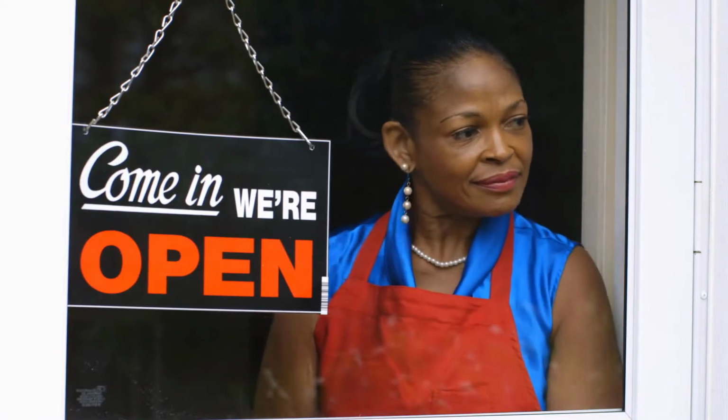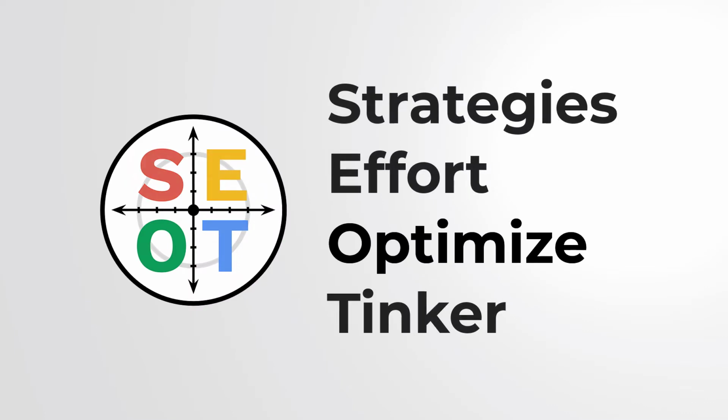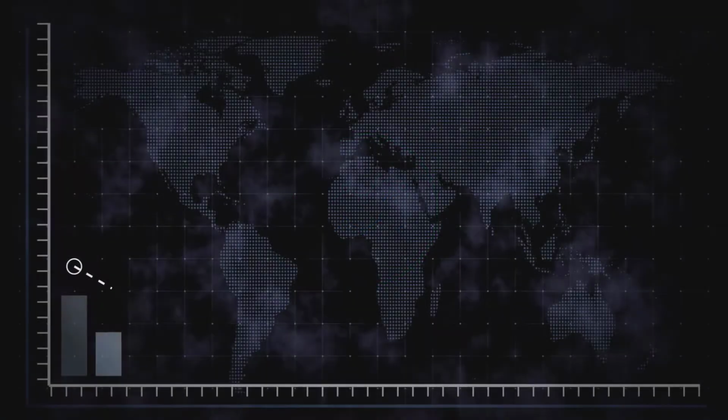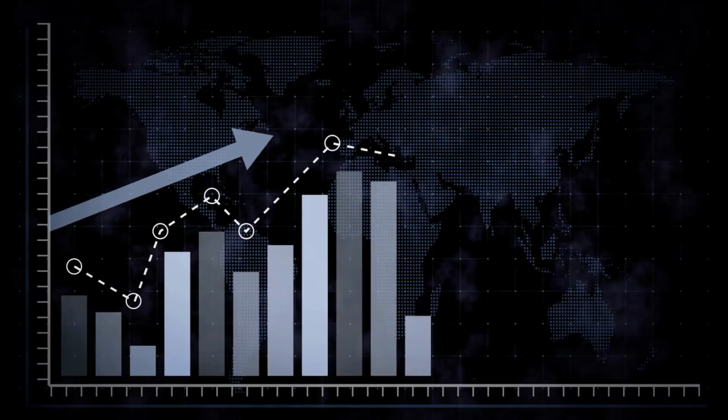SEOP is an acronym to help us get the most out of life. The O stands for optimize. SEOP step to success number 19 is to find correlations. In order to find a correlation, we need to keep track of two variables. We need to be measuring two things.